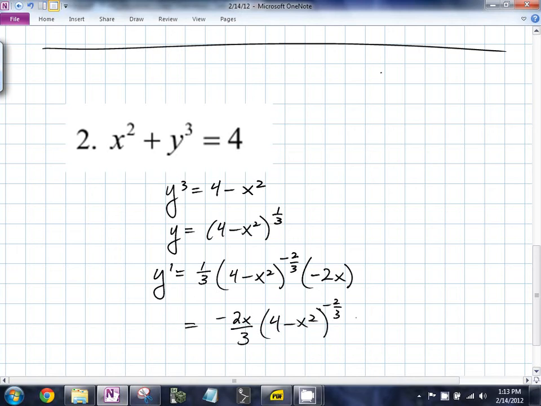So if you can ever do it that way, is that great? Yes. You can be pretty confident in your answer. Can you use implicit on this? You can. It's actually not that bad.